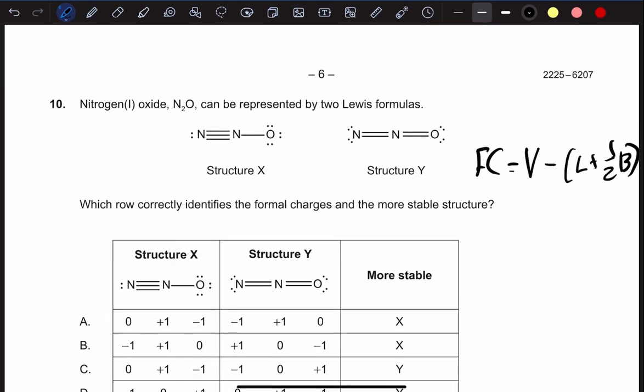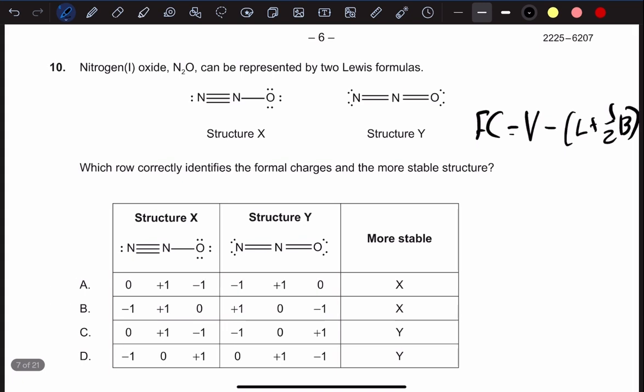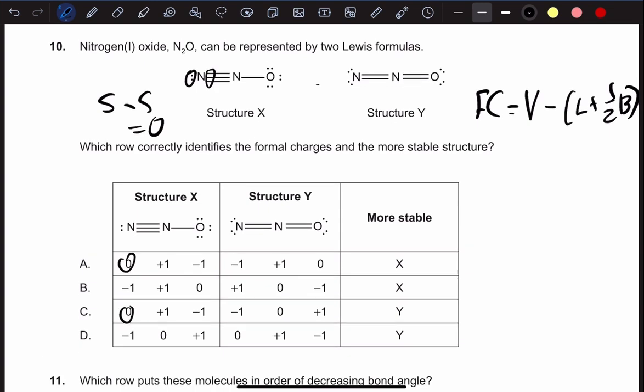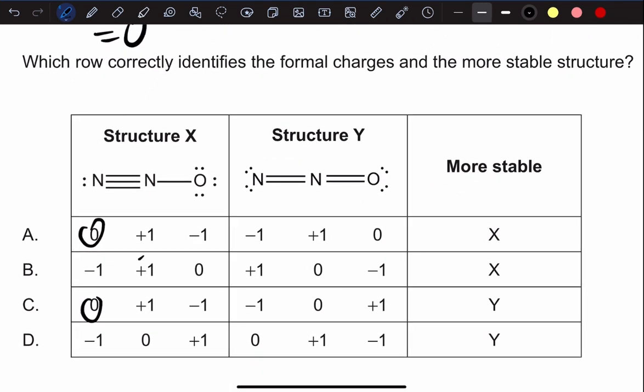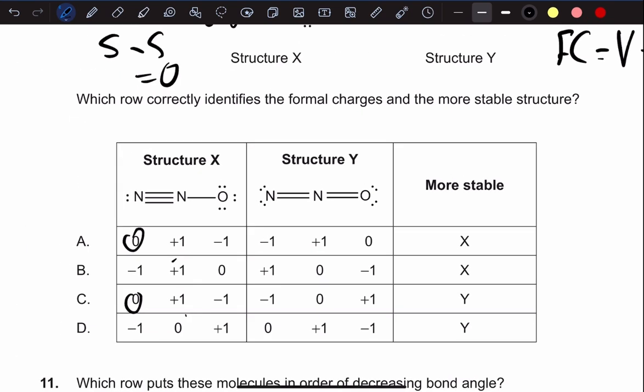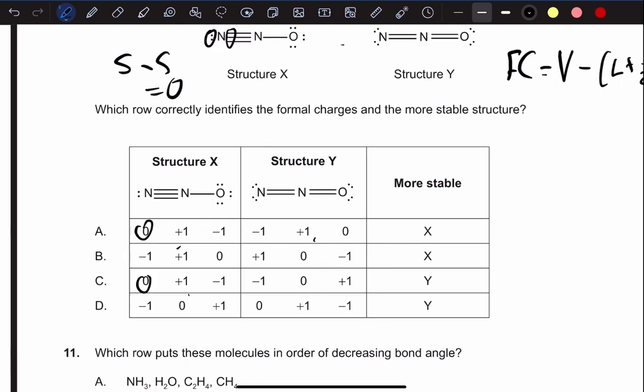5 minus 2 plus 3 is 0, right? 5 for nitrogen, 2 lone plus 3. So it's 6 bonding electrons divided by 2, which is 3. So 5 minus 5 is 0. So we know it's going to be 0. Okay, it's one of these two. Let's see if these are the same. So this is plus 1 minus 1. So these two are different for this nitrogen and this oxygen.